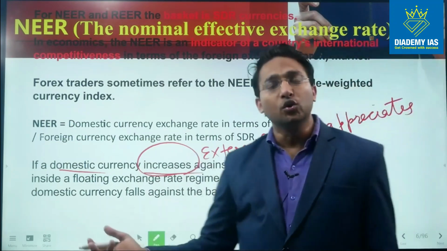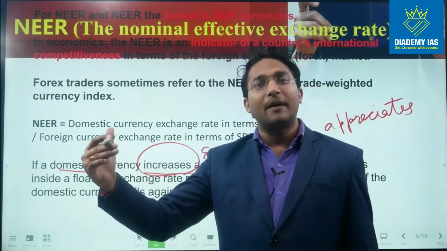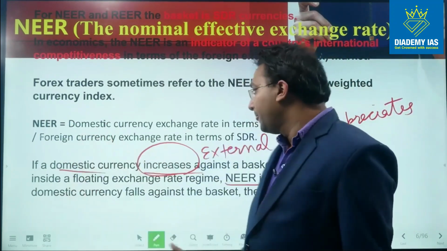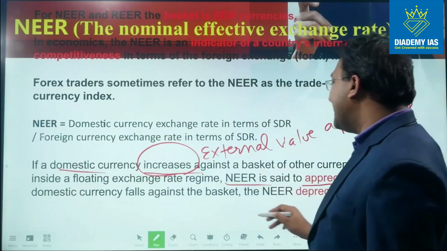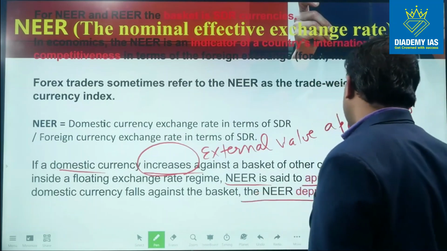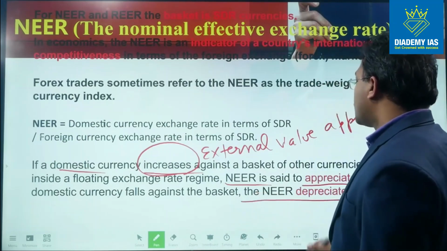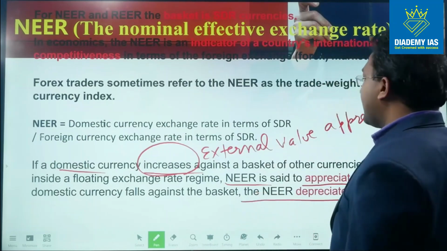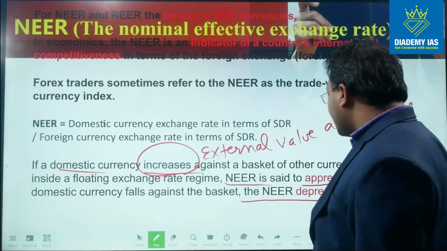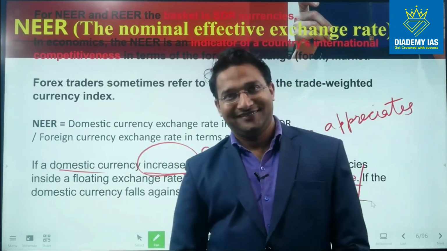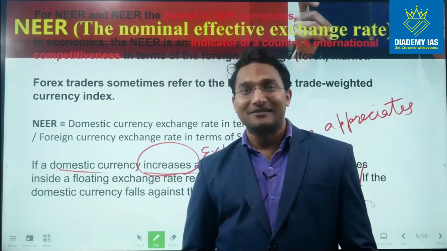So it is very similar to the appreciation in the exchange rate. If the domestic currency falls against the basket, the NEER is depreciating, right? So if the external value is depreciating, that means the NEER is depreciating. I hope the concept is clear to you.